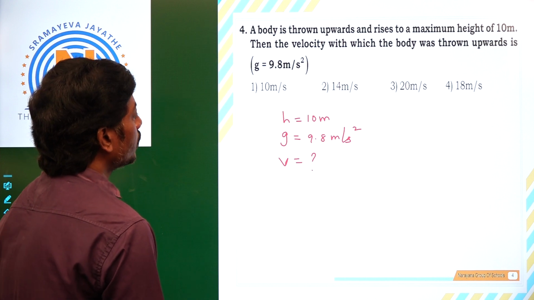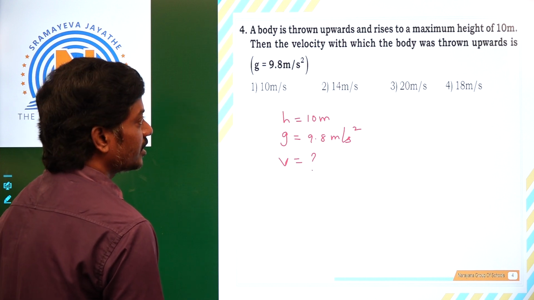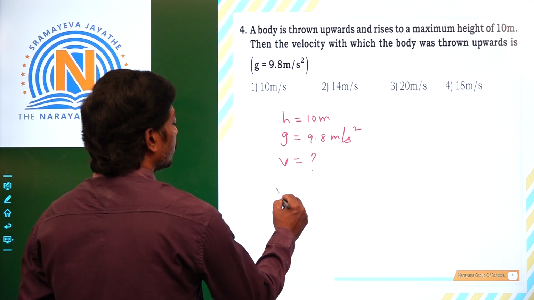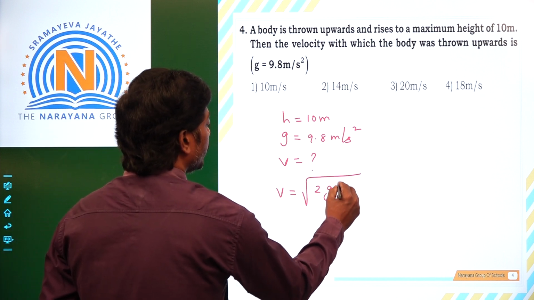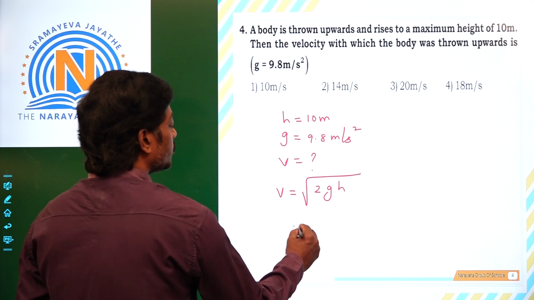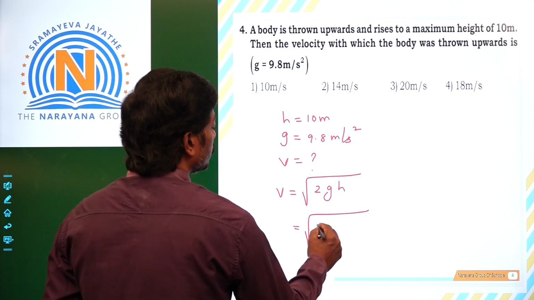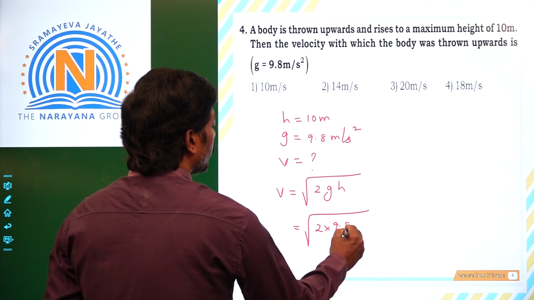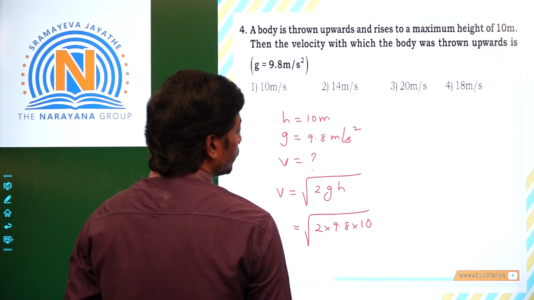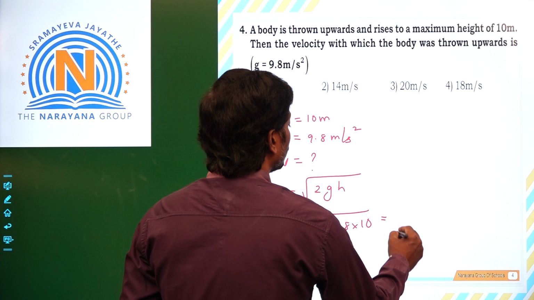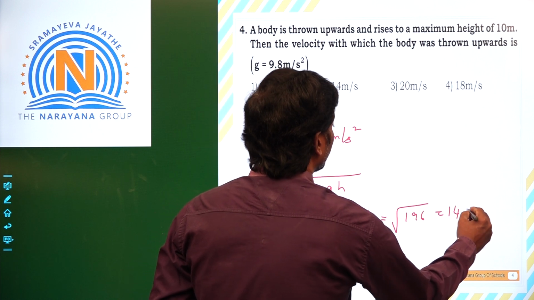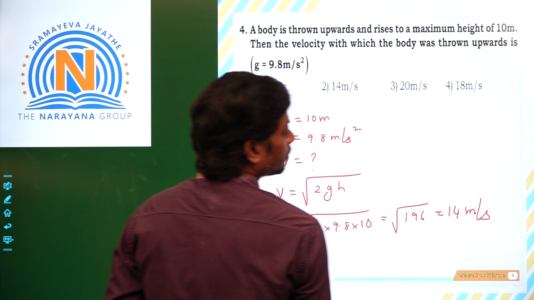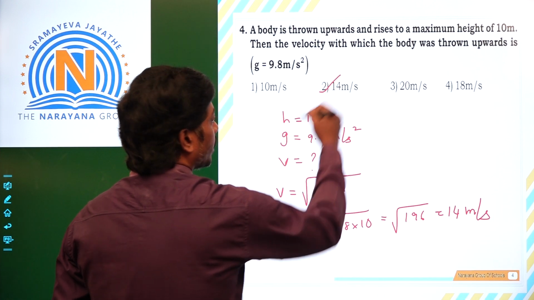If you want to find the velocity with which the body has been thrown in the vertical upward direction, we have a formula v is equal to root 2gh. By substituting the values, you get 2 into 9.8 into the h value 10. So this is equal to root 196. So that is equal to 14 meter per second. So the second option is correct.